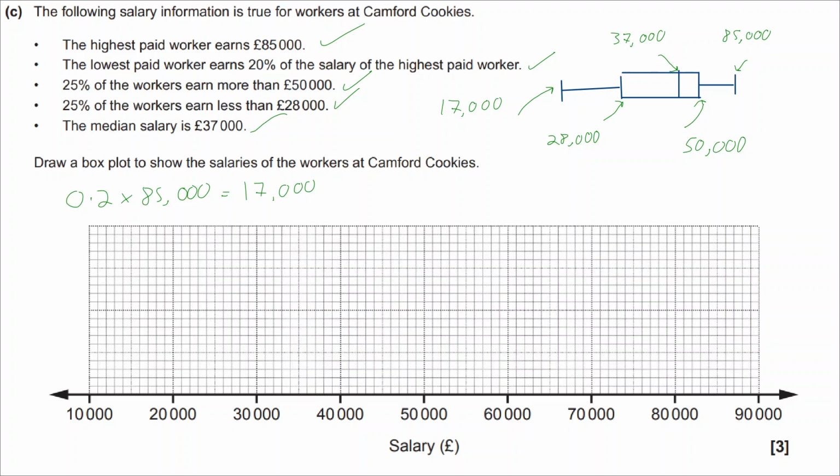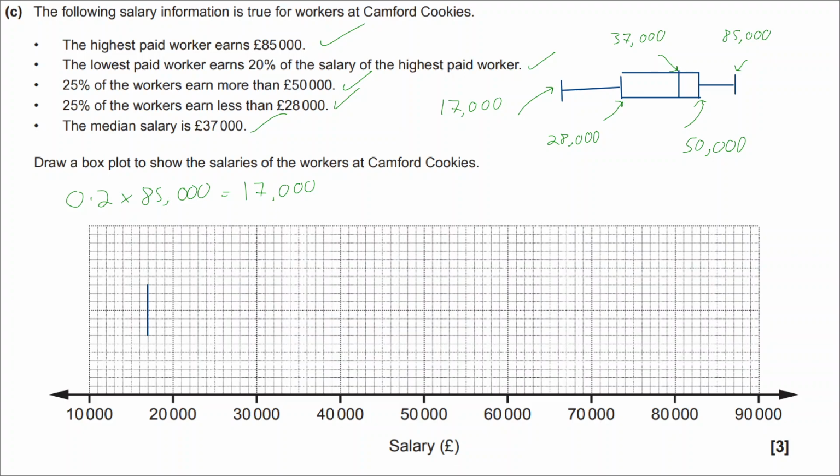Okay, so beginning with the lowest value, which is 17 grand, that's going to be somewhere, if that's 20, 19, 18, 17. Now, the width of this part here doesn't matter as long as you're consistent. It doesn't need to be a certain number of squares, but it's got to look different to the lower quartile and the upper quartile and the median. That's the lowest value. You've also got the lower quartile, which is 28 grand.